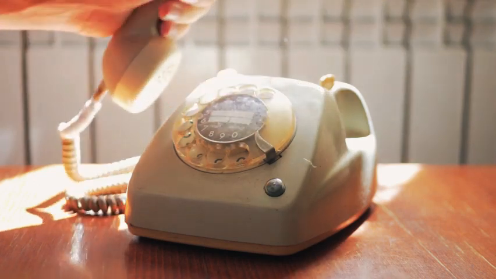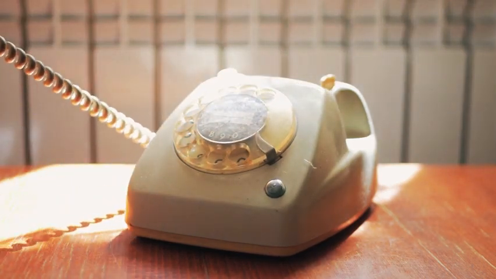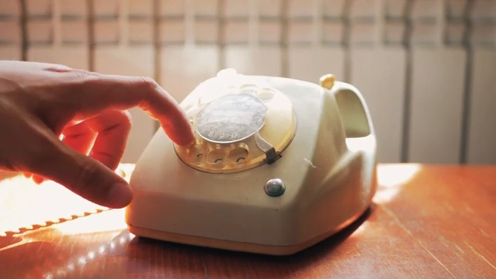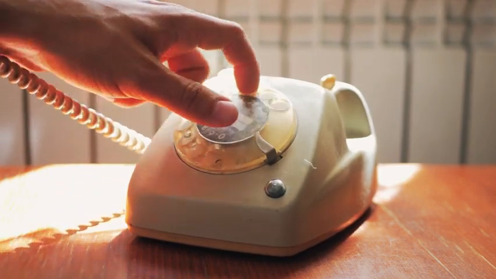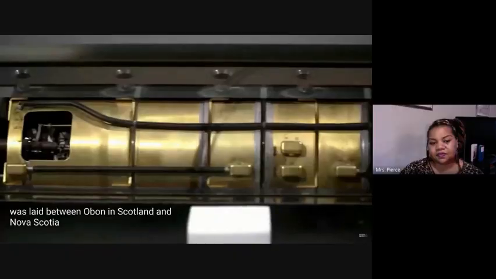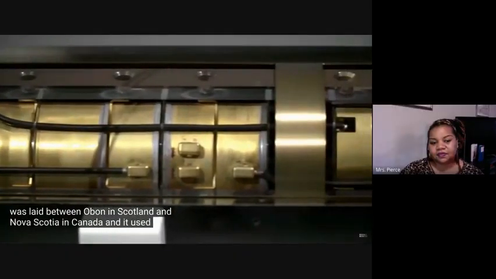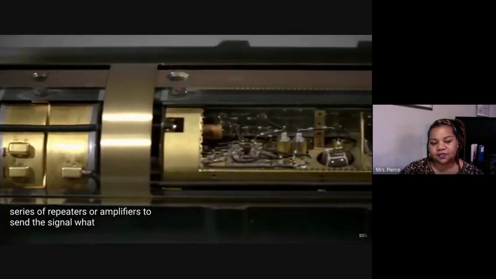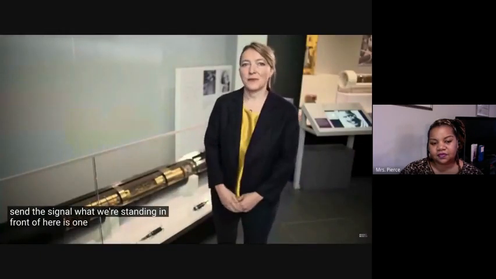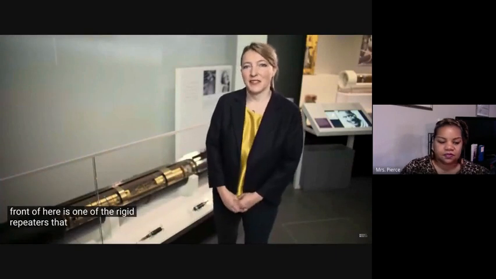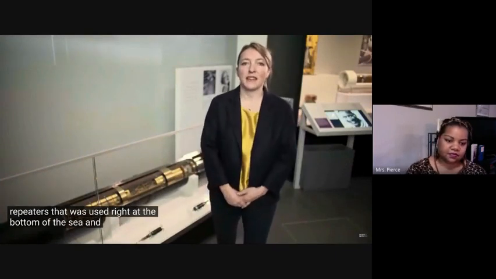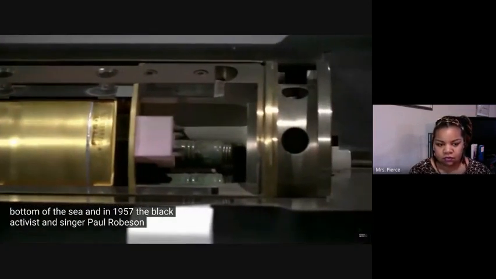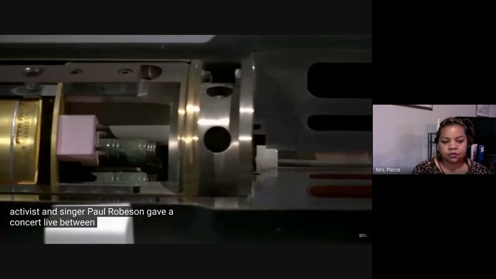In the exchange, one of the stories we tell about the telephone is the creation of the first transatlantic telephone cable, the TAC-1. The TAC-1 was laid between Oban in Scotland and Nova Scotia in Canada, and it used a series of repeaters or amplifiers to send the signal. What we're standing in front of here is one of the rigid repeaters that was used right at the bottom of the sea. And in 1957, the black activist and singer Paul Robeson gave a concert live between New York and London.